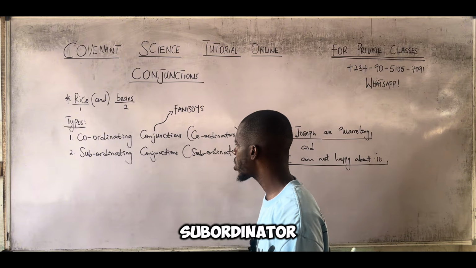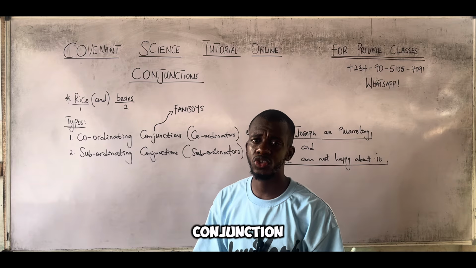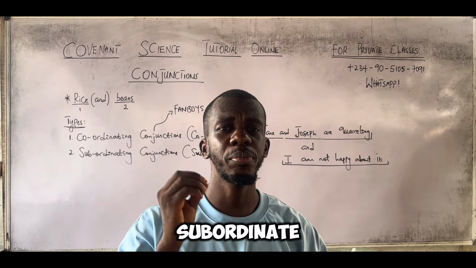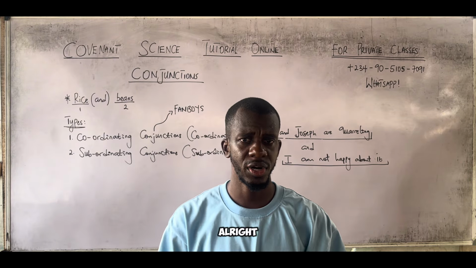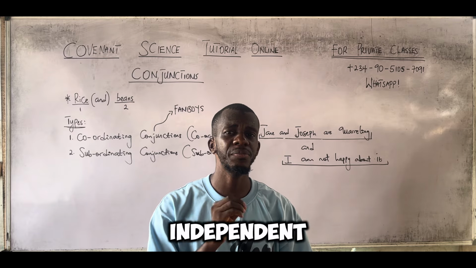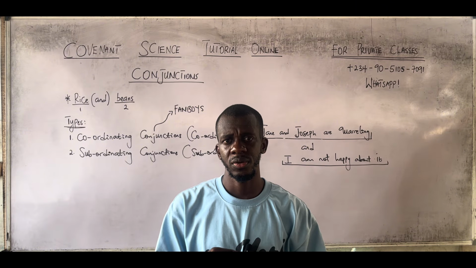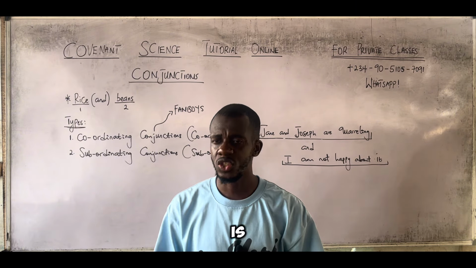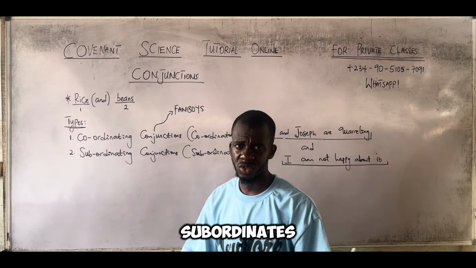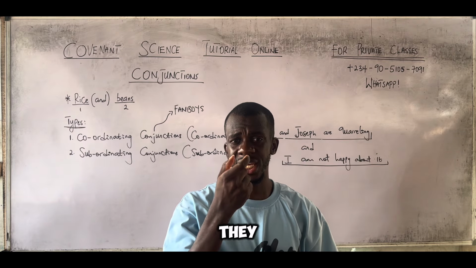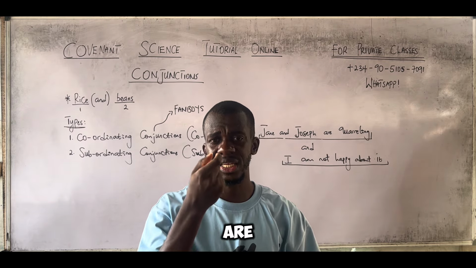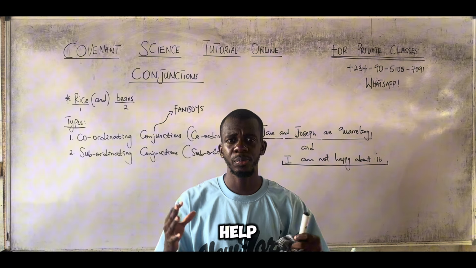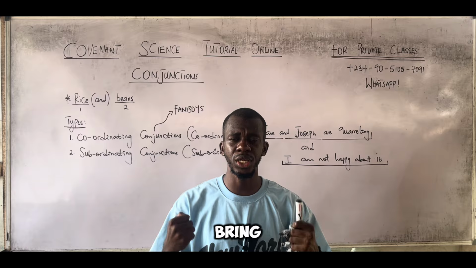A subordinator, on the other hand, is that conjunction that helps to join a subordinate clause to an independent clause, or to another subordinate clause. That is what we call subordinators. So that's where they get their name from. Their names are derived from the clauses that they help to join or bring together.